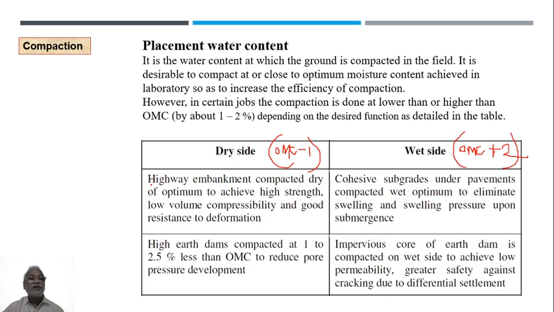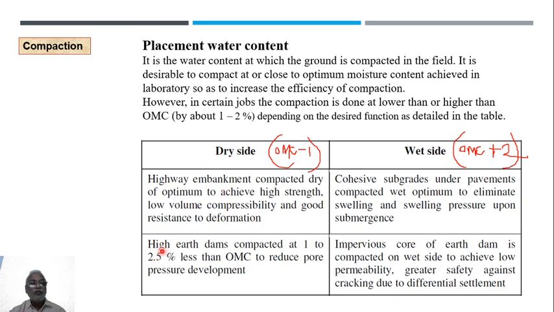Now what are the conditions where lesser percentage is used? You can read it. Highway embankment compacted dry of optimum moisture content to achieve high strength. So to get higher strength in highway embankment, slightly lesser water content is used so that low volume compressibility and good resistance to deformation is achieved.